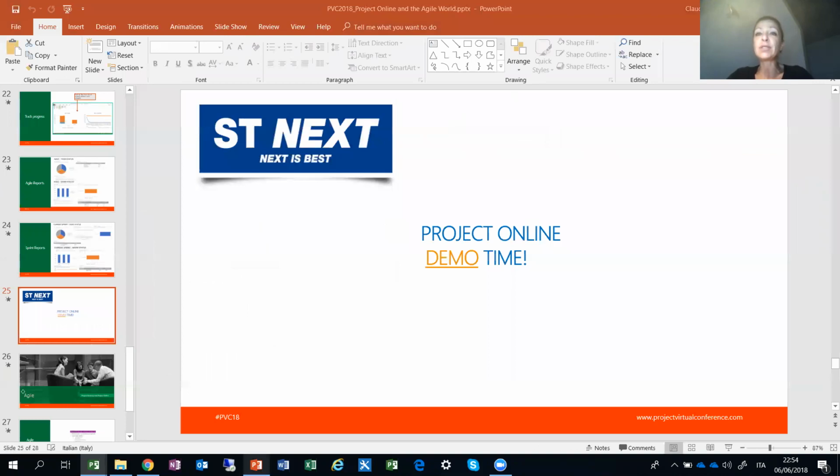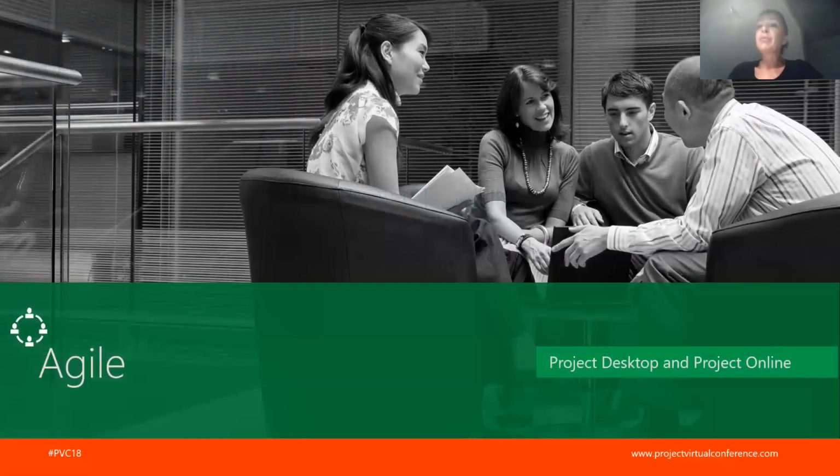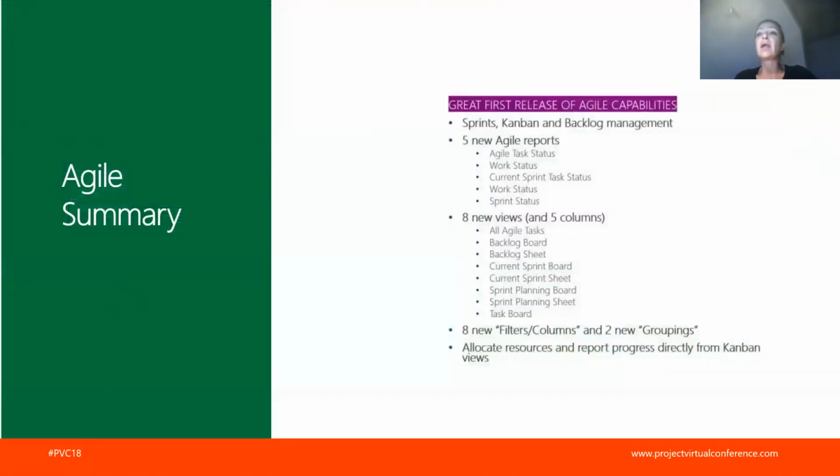Okay, now let me go back to my presentation just as a recap of what we saw together. Basically, we have been working with both Project Desktop and Project Online, and these are the main outcomes of the demo that I have been delivering to you so far. Sprints and Kanban and backlog management, 5 new Agile reports, as you saw through the report ribbon, 8 new views that you have inside the view ribbon and view command, all Agile tasks, backlog board, backlog sheet. So this is the list of the different views that I was using. 5 new columns because we have new fields to manage Agile, the Agile definition, the sprint, the backlog, the planning, and so on. New filters and new grouping, and resources and report progress directly from the Kanban views.